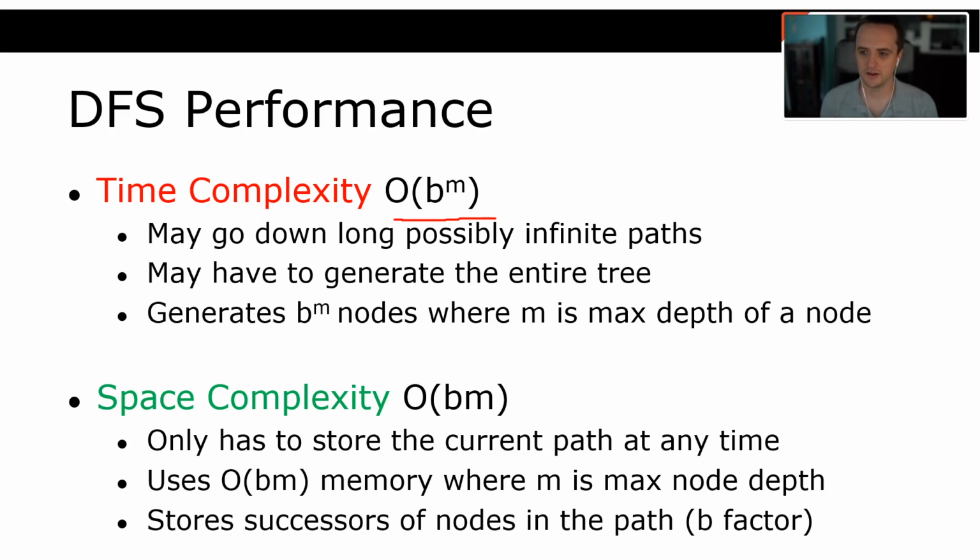And if I go back, no, I won't go back now, but it's B times M because it only has to store the current path at any time. So it uses B times M memory instead of B to the power of M memory.